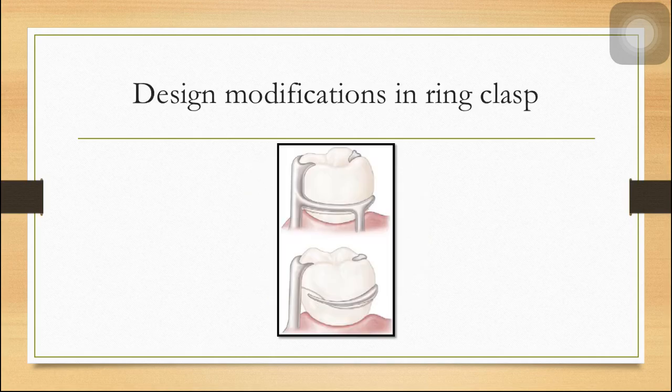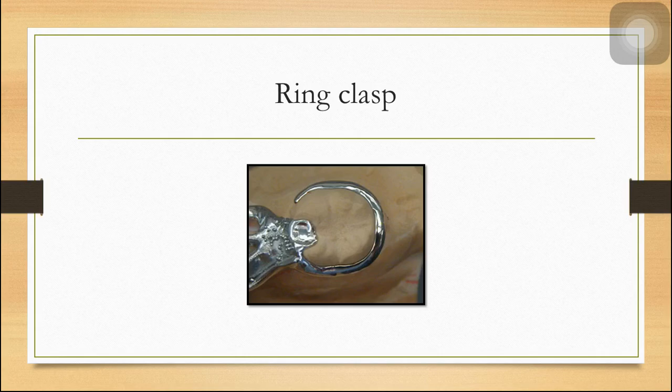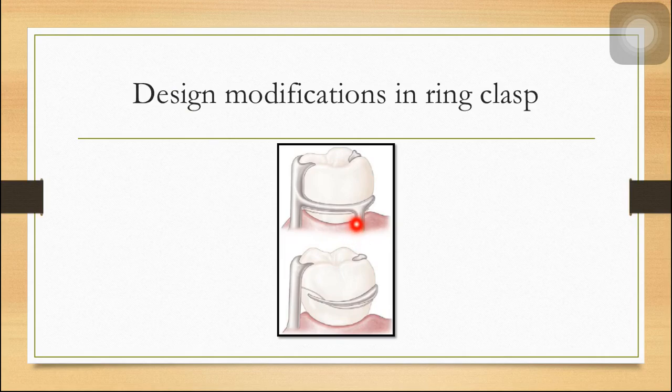Also, in ring clasp, because of the long course that the clasp arm takes during engagement of the undercut, it has to have a supporting strut which should be present on the lingual surface. If the undercut is on the buccal surface, then this supporting strut should be on the lingual surface, and in doing so, this lingual portion acts as a reciprocal arm, and the retentive arm starts from this supporting strut on the lingual surface towards the buccal surface.